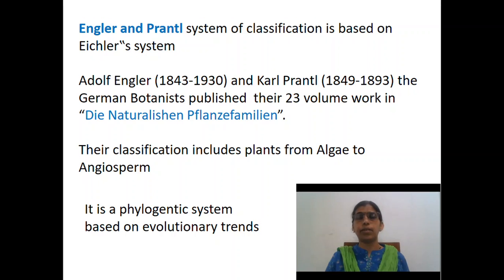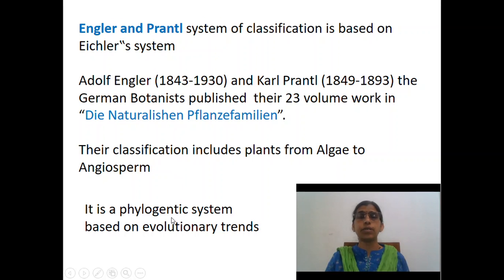Engler and Prantl were two German botanists who published their work in the form of a book. Their work was published in Die Naturlichen Pflanzenfamilien. Their classification includes plants from algae to angiosperms. The Engler and Prantl system was adopted by American and many European scientists but not by the British. This system is based on Eichler's system of classification.